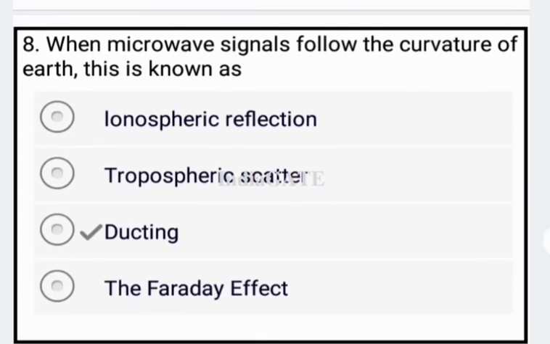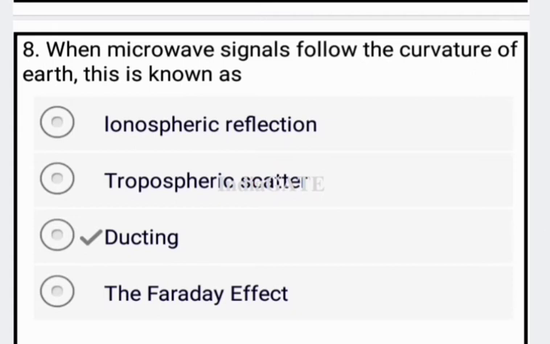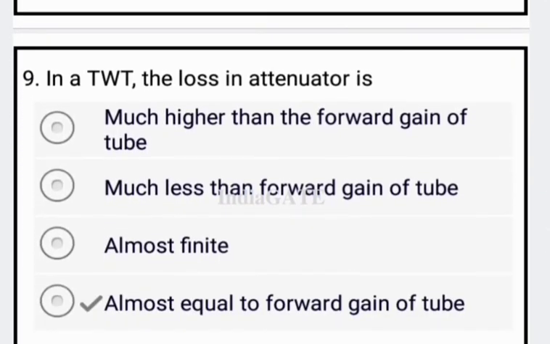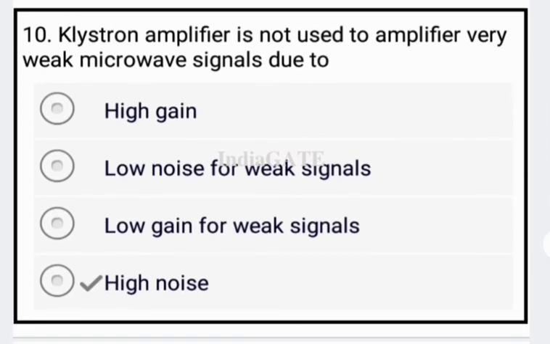Next question, when microwave signals follow the curvature of the earth, this is known as ducting. Option C is your correct answer. In a TWT, the loss in the attenuator is almost equal to the forward gain of the tube. So option D is your correct answer. Next question, a klystron amplifier is not used to amplify very weak microwave signals due to the high noise. So option D is your correct answer.